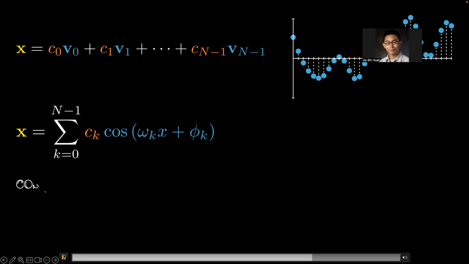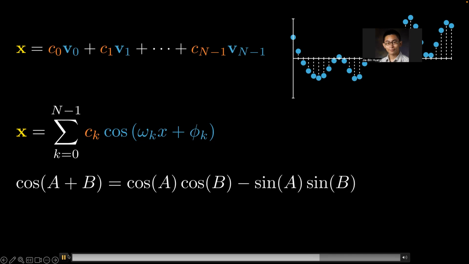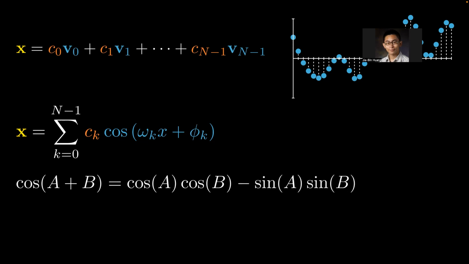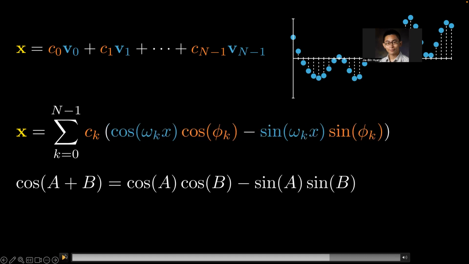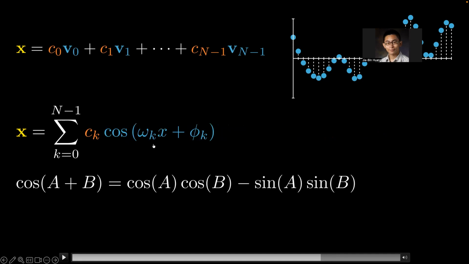Here you use some high school math, where you know that cosine of A plus B is equal to this equation. I forgot the name of this equation, like the cosine rule or something. Once you have this, you can decompose this into this, because now you have A and B, and just applying this equation, you get something like this.